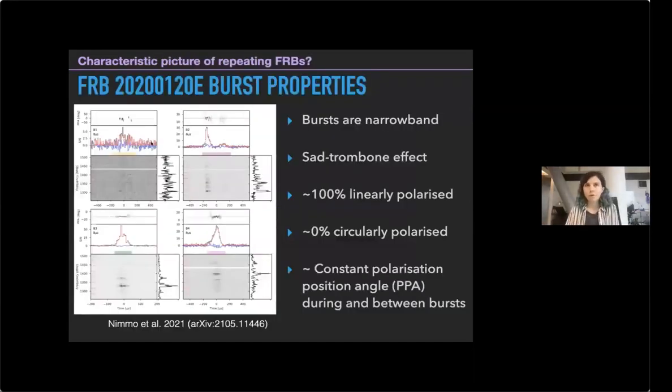So these are the 4 bursts that we detected during our EVN campaign of FRB 2020-0120e. As you can see from the dynamic spectra, burst profiles, and polarization angle, they match all of these repeater characteristics that I described a few slides ago. The time resolution that I've used for plotting here is 8 microseconds, so it's already really high time resolution. Already you can see that there are subtle variations in the polarization angle on these short time scales.